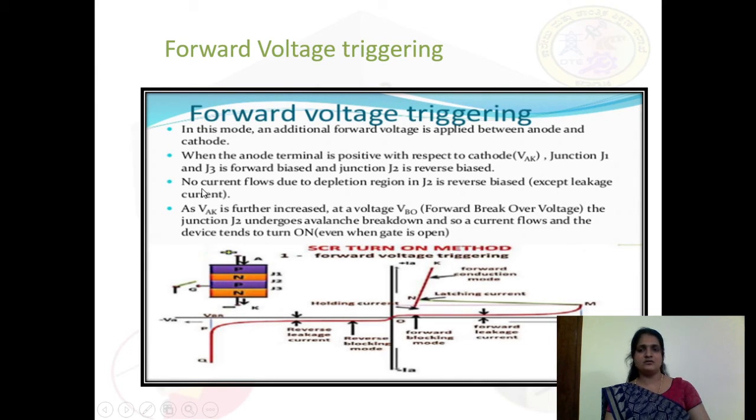As a result, no current flows, because the depletion region of J2 is reverse biased, except the leakage current, the small current due to drift charges at junction J2. When VAK is further increased to the voltage VBO, the forward breakover voltage, J2 undergoes avalanche breakdown, so current flows and the device turns on even when the gate is open.